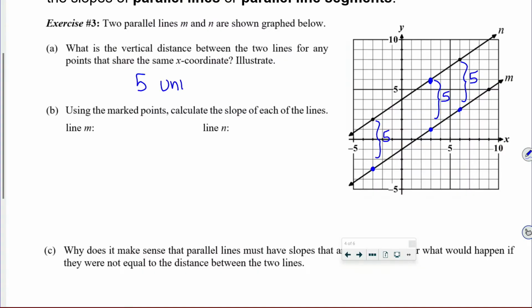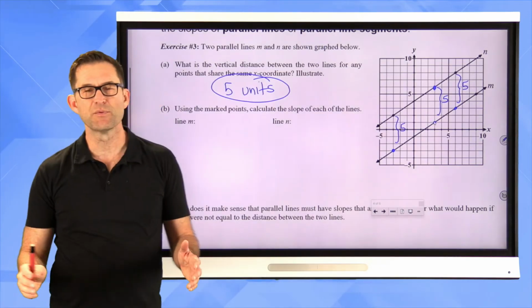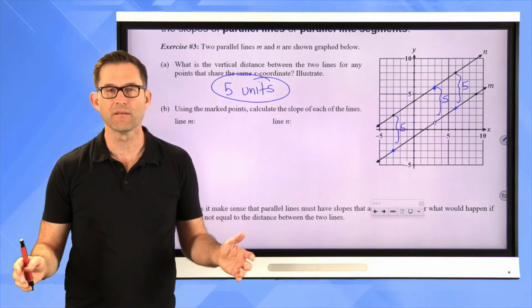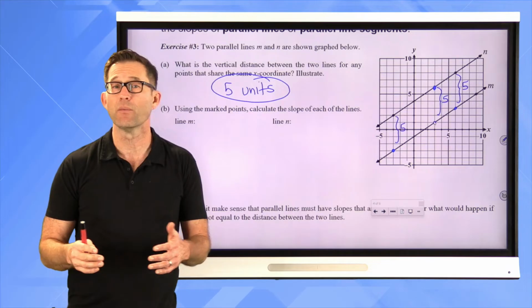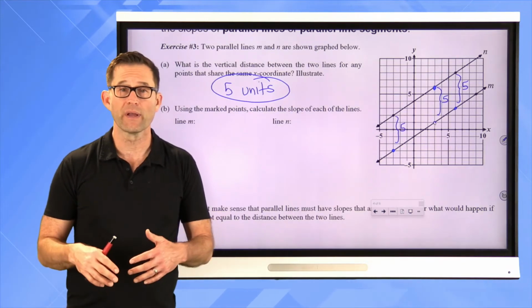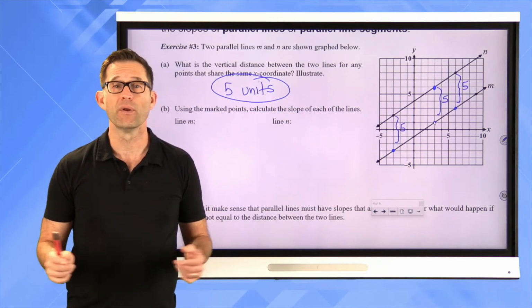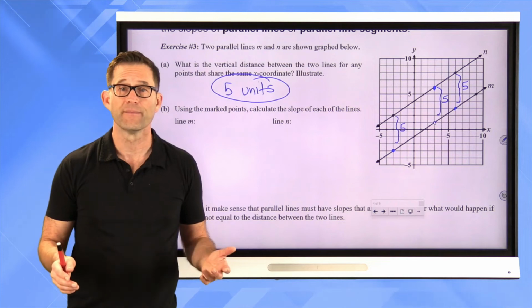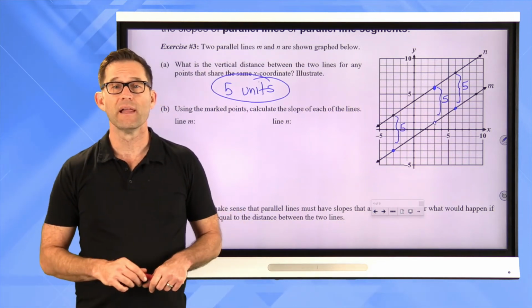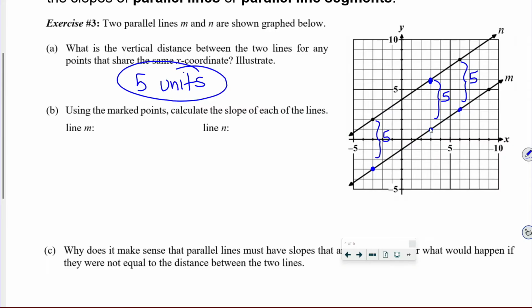And this tracks with what we know about parallel lines, right? The distance between them has to stay consistent, because if the distance between them was either growing or shrinking, then eventually they would intersect at some point. All right, let's take a look at letter B. Using the marked points, calculate the slope of each of the lines.